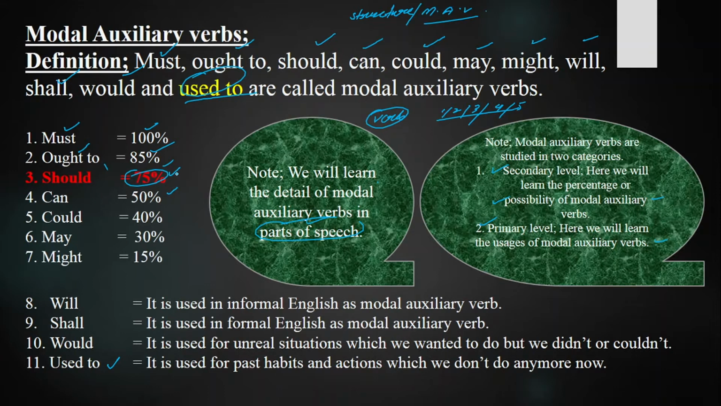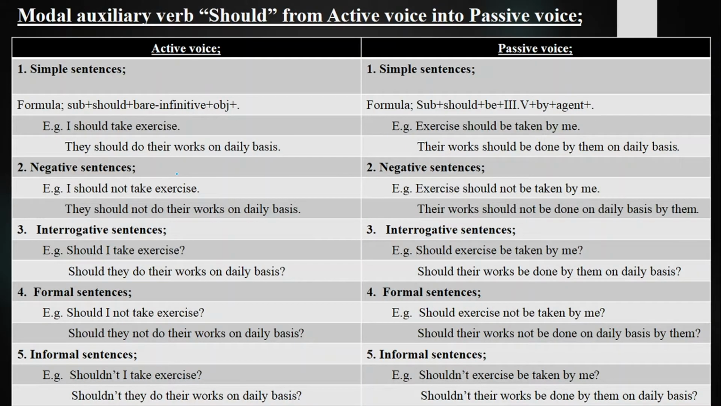Main target is how to change it from active voice into passive voice. So we are learning passive voice. So let's begin and discuss. The topic we have is modal auxiliary verb should from active voice into passive voice. We have got active voice and passive voice sentences. As we have discussed, in active voice the subject is the doer of an action. In passive voice the subject is affected. There it will be called the title subject or the topic subject, which we are talking about.